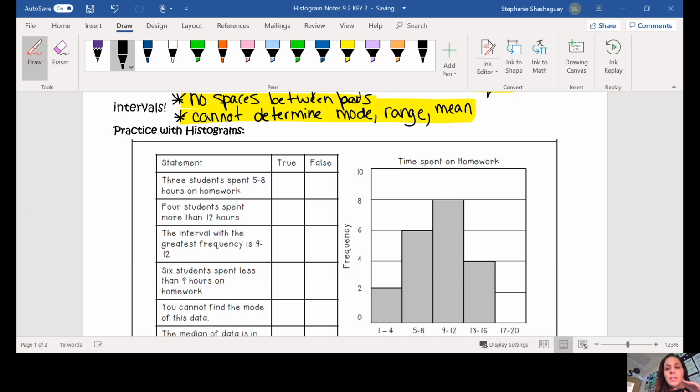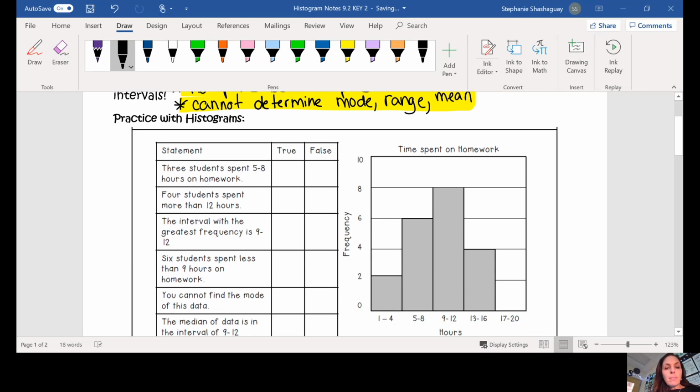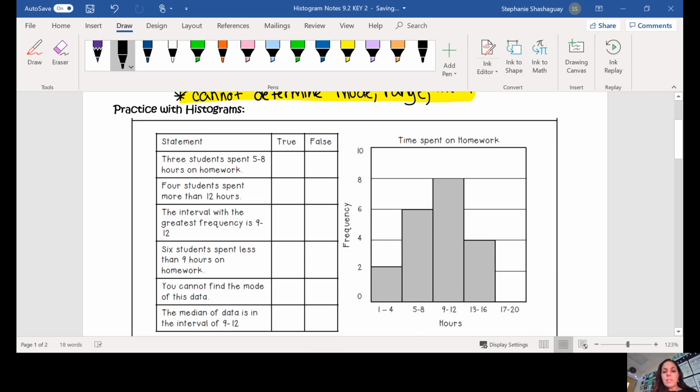So the first thing we're going to do in our notes is practice reading a histogram. And this is something, again, that you should have done in previous years in math. This is considered statistics, and we're going to be talking about statistics until the end of winter break. After we come back from winter break, we'll be talking about two variable statistics. So these are the next two units we'll be covering in class, sections 9 and 10.